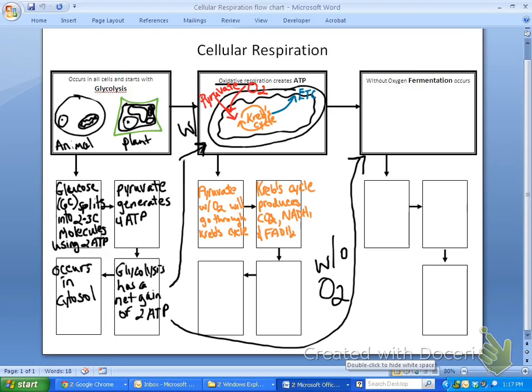Where does the CO2 go? In the sky. Good. We breathe out the CO2. And then where does it go from in the sky? To the plants. 2 for 2. Okay. So the CO2 we breathe out. A product of cellular respiration is carbon dioxide, and a reactant of photosynthesis is carbon dioxide.